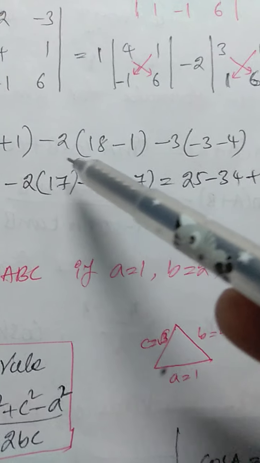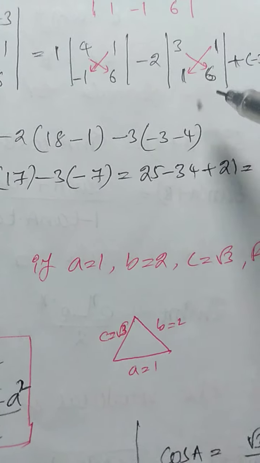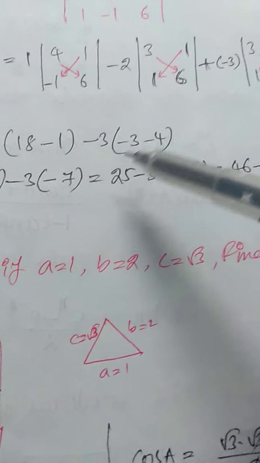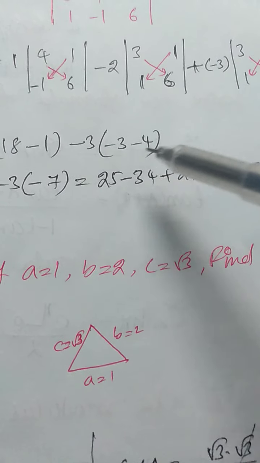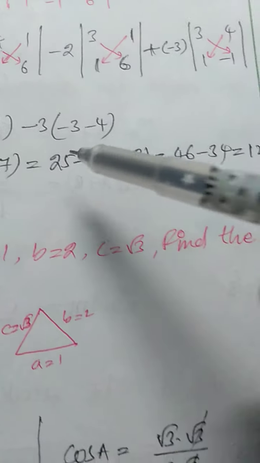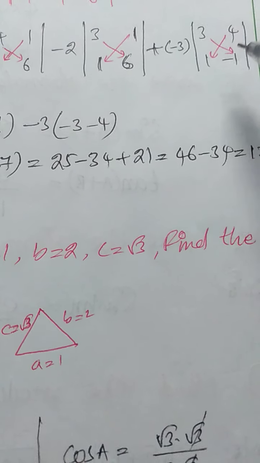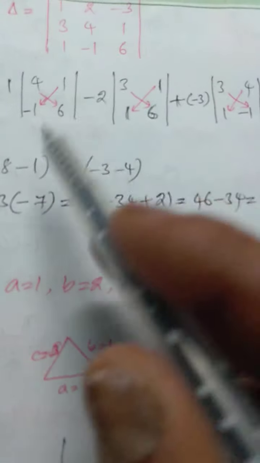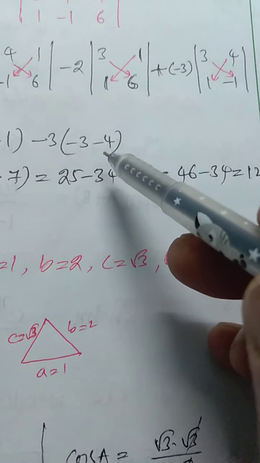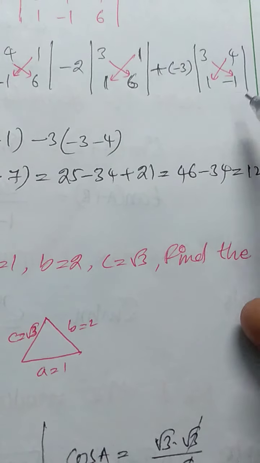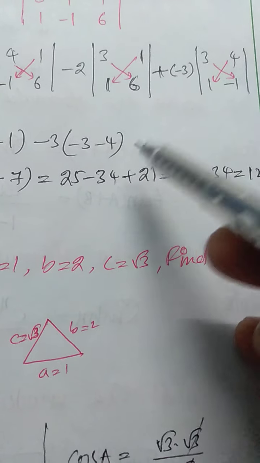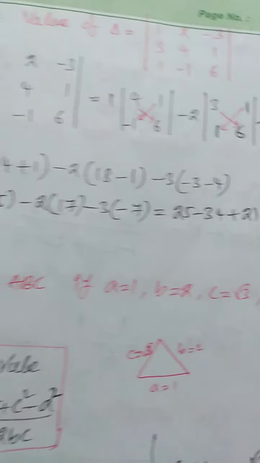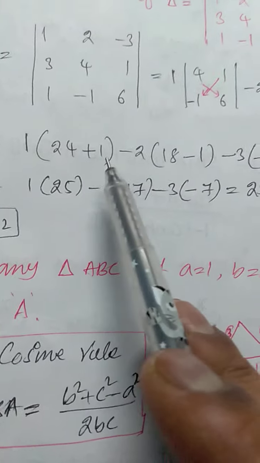Now minus 2 into, 3 6s are 18, minus 1 1 is 1, plus into minus is minus 3. Next 3 into minus 1 is minus 3. Next 4 into 1 is 4. AD minus BC. The determinant of ABCD is AD minus BC. Here 3 into minus 1 is minus 3, minus 4 into 1 is 4, that is minus 4. By simplification, 24 plus 1 is 25.